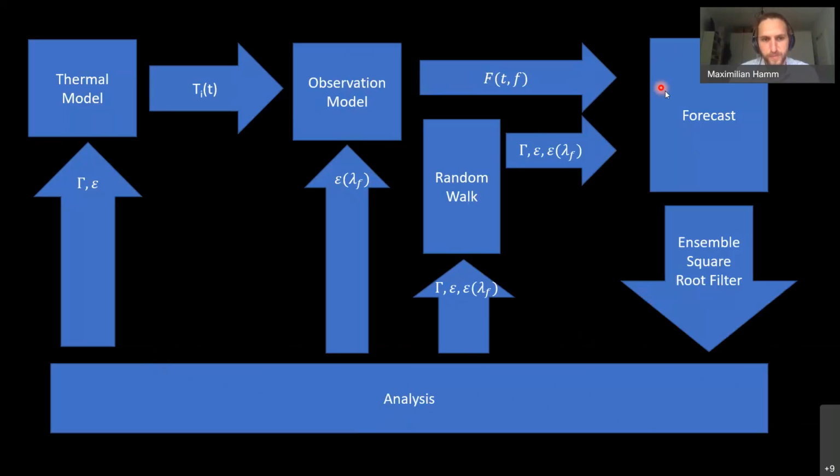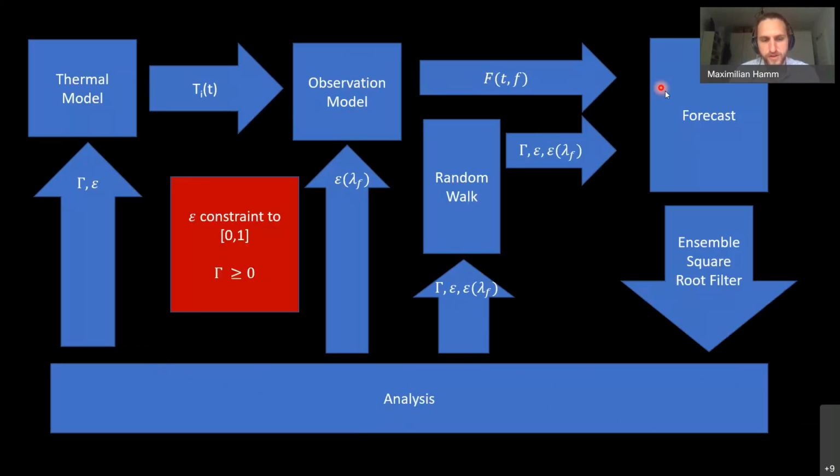And we have two constraints here. The thermal inertia must be larger than 0, and the emissivity cannot be smaller than 0 and not larger than 1. So these are physical constraints.